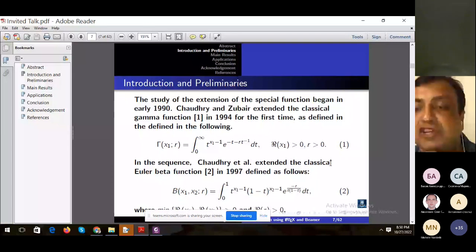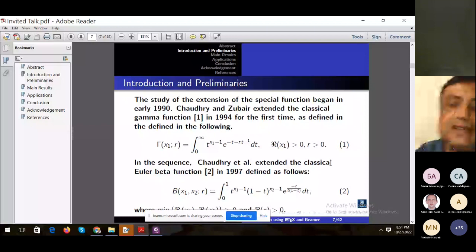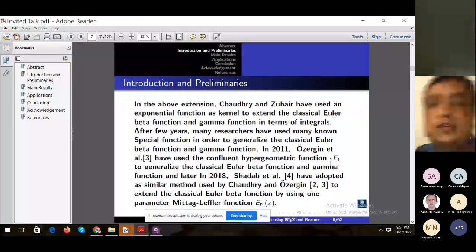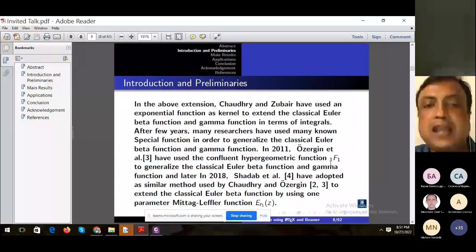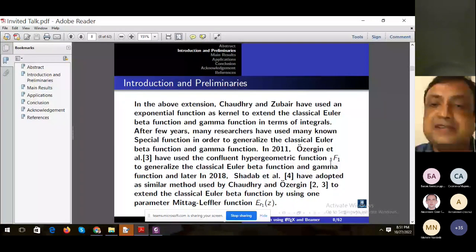You can see that this is the integral from 0 to 1 of t raised to power x1 minus 1, (1 minus t) raised to power x2 minus 1, and the exponential function raised to power minus r upon t(1 minus t) dt. So these are the generalizations of the gamma function and beta function by Chaudhry's group. In the above extension, Chaudhry and Zubair have used an exponential function as kernel to extend the classical Euler's beta and gamma function in terms of integrals.